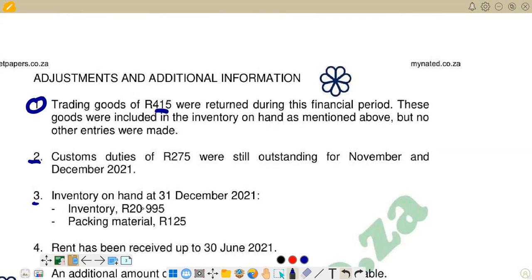We are seeing it in item 3. So we are only taking the figure for inventory. The figure for packing material, we don't include in the calculation of cost of sales. We only include it in the balance sheet, remember, under current assets. We add the packing material balance plus the inventory figure to get the total inventory on hand. So the packing material is not part of the calculation of cost of sales. So we're only going to take 20,995. So that's our closing inventory.